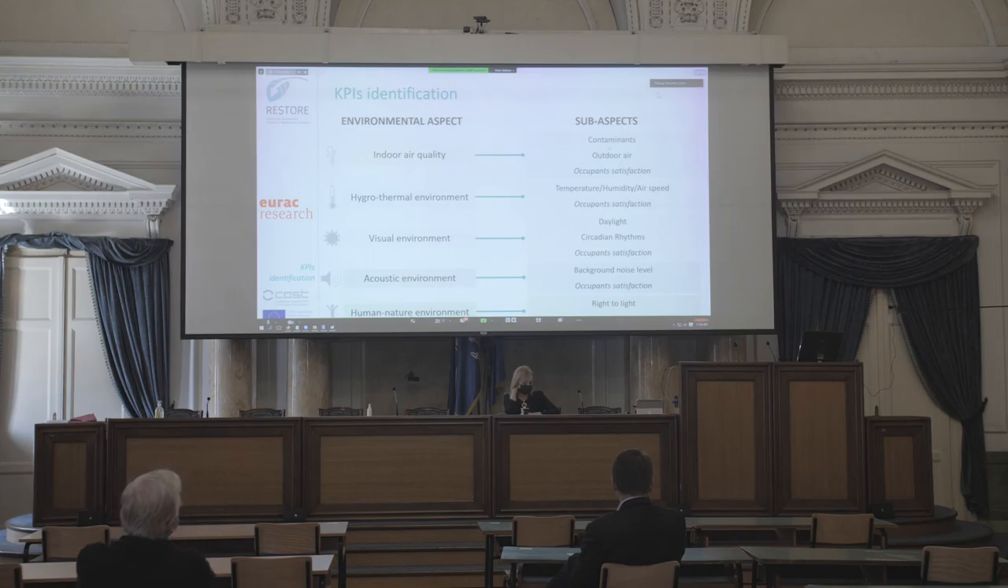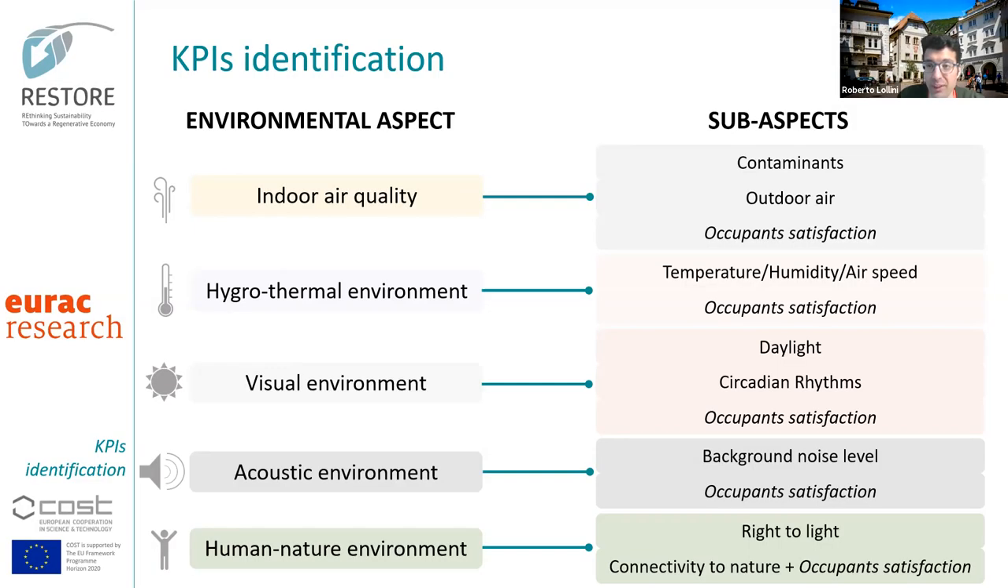What is important to highlight is that we had not only, let's say, physical and chemical parameters, but also the human perspective. So the occupant satisfaction related to indoor air quality, related to the hygrothermal environment, and related to the other aspects I mentioned before. It is important to highlight that there are some objective measurements of the indoor environmental quality, but there is also the subjective part, so the perception of the occupants, that could be very different compared to the, let's say, objective measurements.